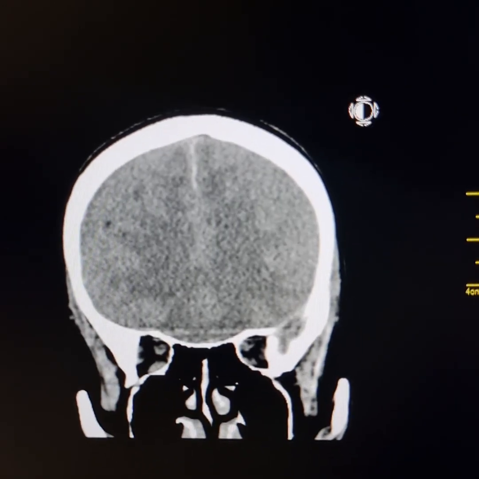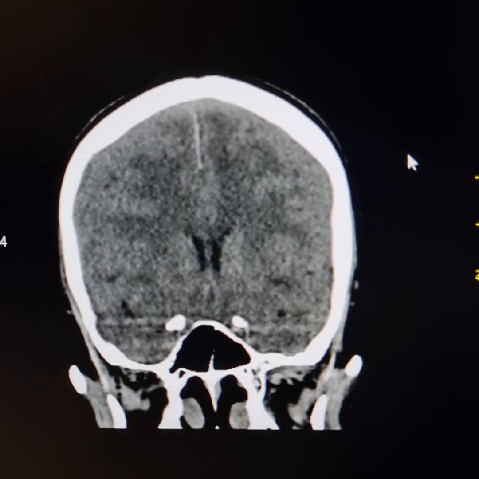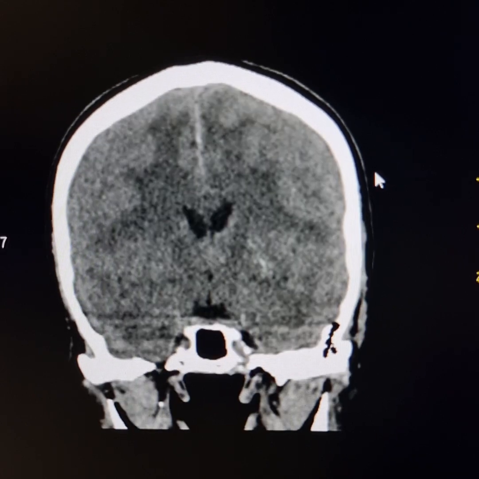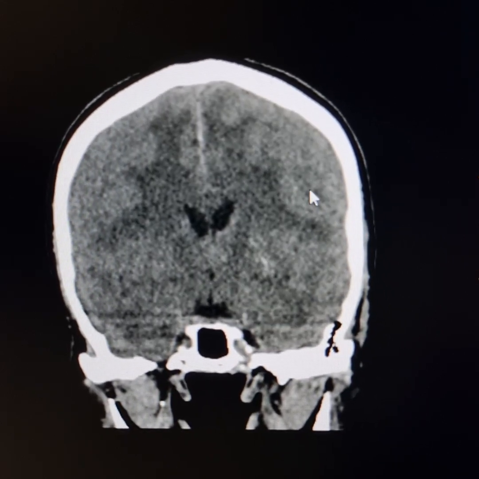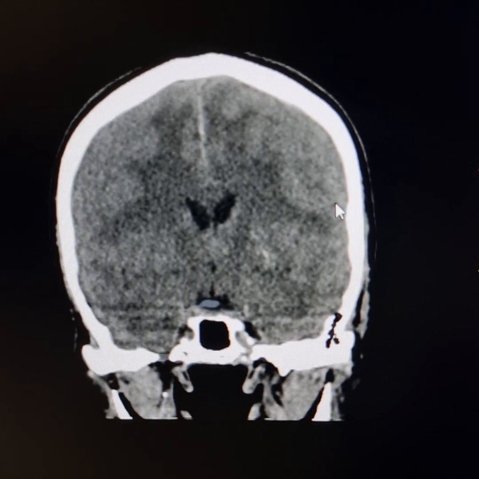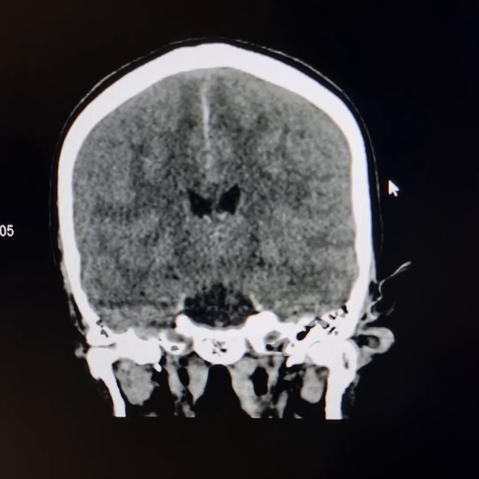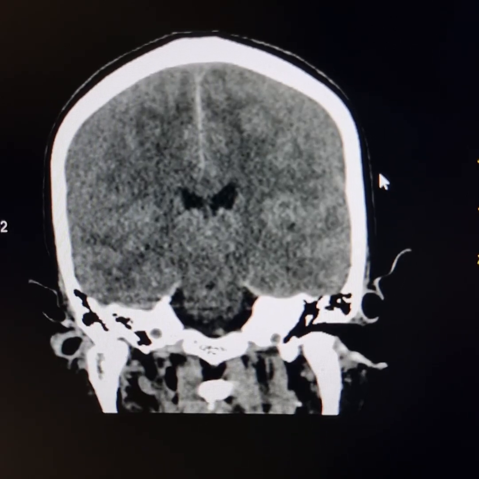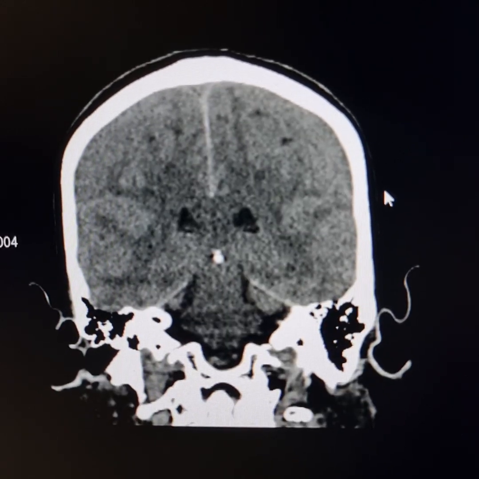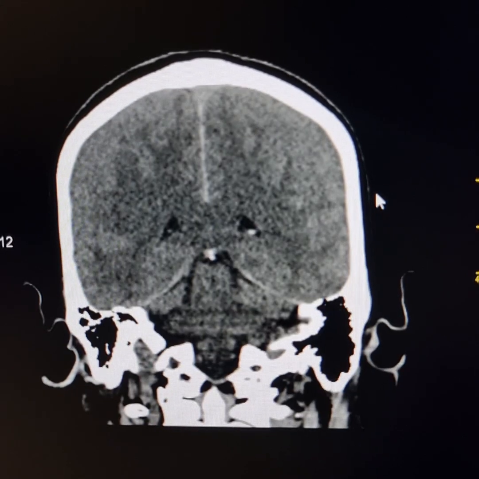This is the coronal scan. This is almost isodense to the underlying gray matter, but at places you do find slightly hyperdense hemorrhages. This one here. So isodense hematomas may be very difficult to differentiate from the underlying gray matter.